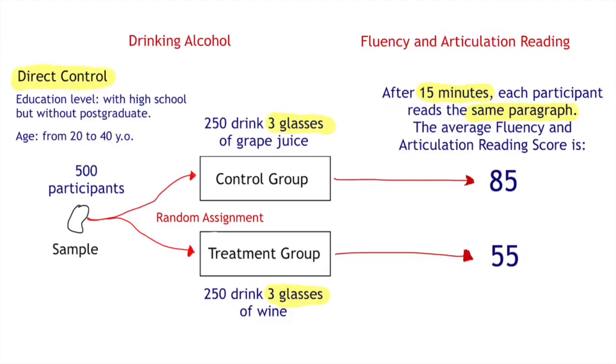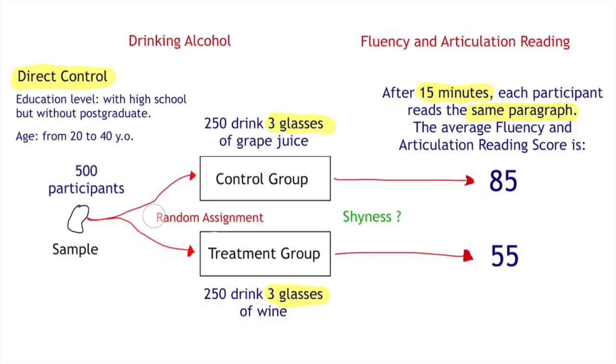But then you think, maybe shyness could be a reason. Shy people get nervous and don't read so well. Maybe there were more shy people in the group of the wine. And you cannot double check this because the participants are gone and you never measured the variable shyness, if it was possible to measure it. So you don't have any information about this, nor can you generate the information.